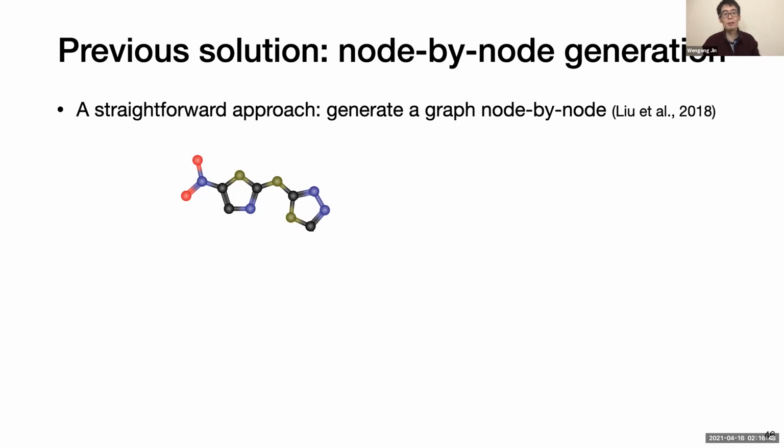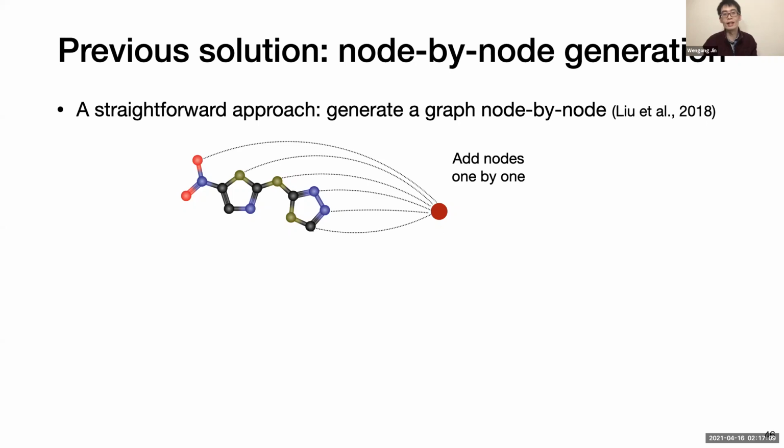Another previous solution is based on node-by-node generation. It's also relatively straightforward. Basically, I just do this graph generation sequentially by adding one node at a time. So for example, I have this partial molecule here. I can predict a node, and then I can predict what's the atom type, and then I can also predict how this atom is connected to the existing atoms, right? And I can do this procedure iteratively.